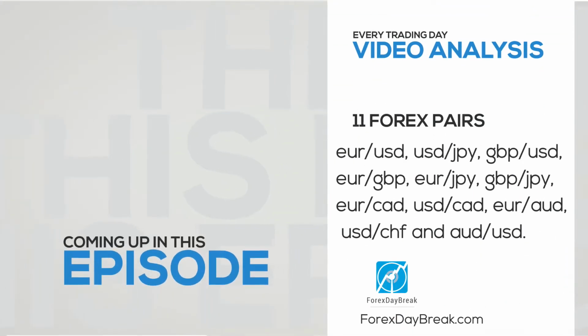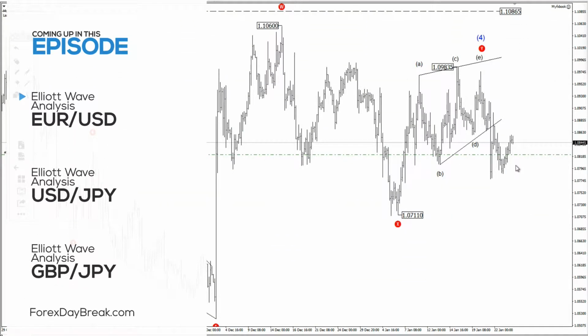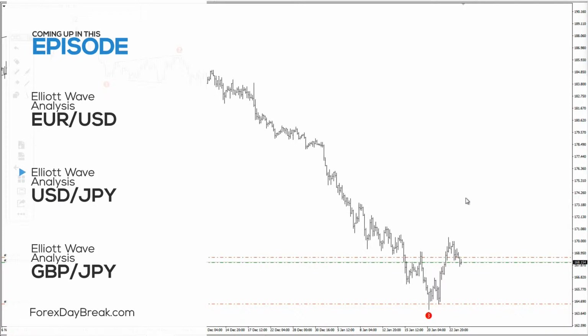Forex pairs in this episode are EUR/USD, where we are waiting for the next downturn. Dollar-yen: the uptrend has started and we are trying to catch the next move higher. And pound-yen: the small correction has ended and we are trying to trade this pair to the downside.